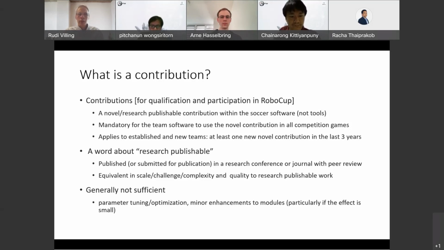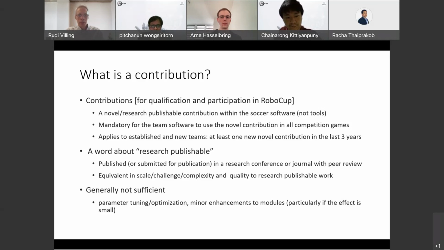And the contribution rule actually applies to both established teams and to new teams. So even if you are a team that has been around for a long time, it is a requirement that you make at least one novel contribution of this nature in the last 3 years. If it is more than 3 years since your last contribution, you must make a new one.